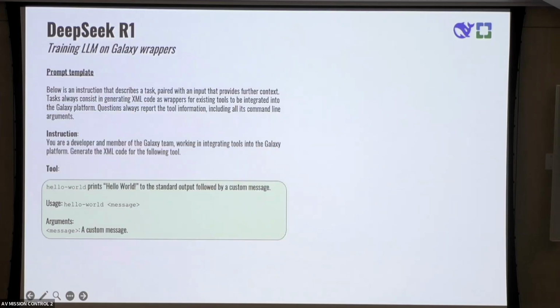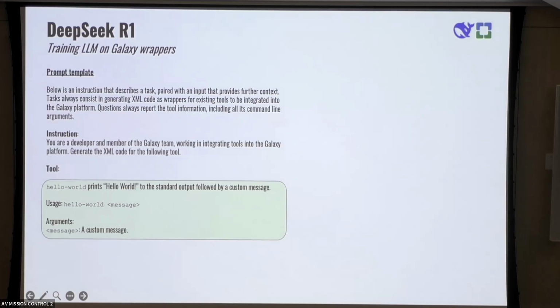So here is the idea. This is how we trained our model. We have a prompt template with some very basic and standard instructions, like: you should act as a developer of the Galaxy team. Your job is integrating tools into the Galaxy platform. So when prompted, generate the XML wrapper for the following tool. And here is where we should add as many details as possible about the tools we want it to generate wrappers for. This is a very basic example about a Hello World tool.